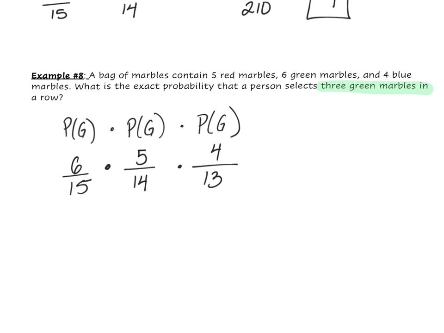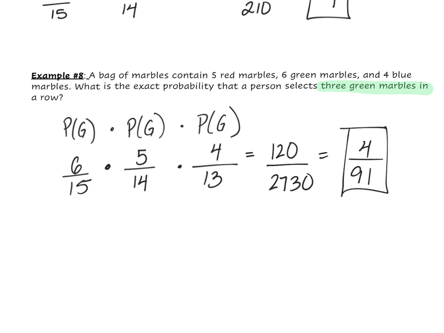So go ahead and calculate this and hit resume when you're ready for the answer. All right, so when you multiply the tops, you should be getting 120. And when you multiply the bottoms, you get 2,730. And if you reduce the fraction, you'll get 4/91. So that would be the probability of selecting 3 green marbles in a row.